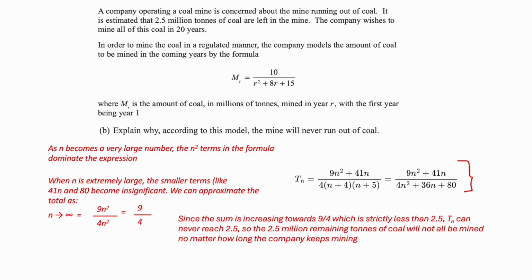So basically it means it will never reach 2.5, as in it will never mine up until 2.5 million, so it will never run out, and the remaining tons of coal will never be mined at all, no matter how long the company keeps mining. That could be 1,000, 100 million years, and it will just never stop as it tends to infinity.